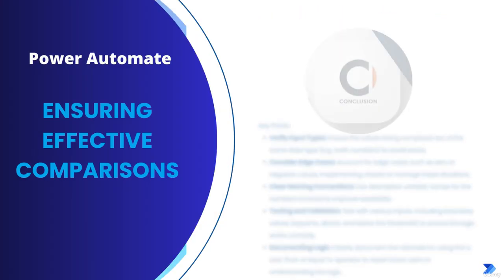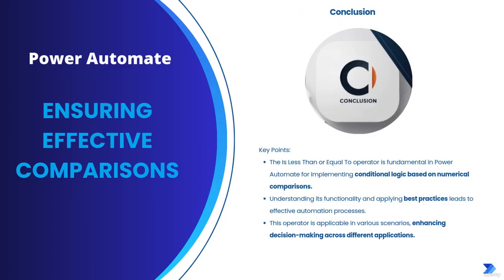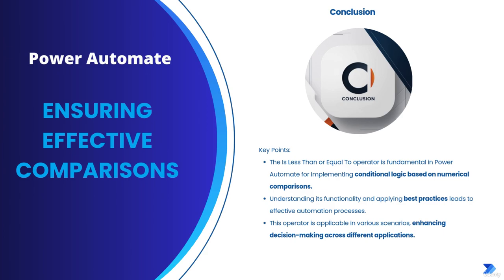Conclusion. The is less than or equal to operator is a fundamental component in Power Automate for implementing conditional logic based on numerical comparisons. By understanding its functionality and applying best practices, you can create effective automation processes that respond dynamically to specified criteria. The examples provided illustrate common scenarios where this operator can be effectively utilized, highlighting its importance in various applications.